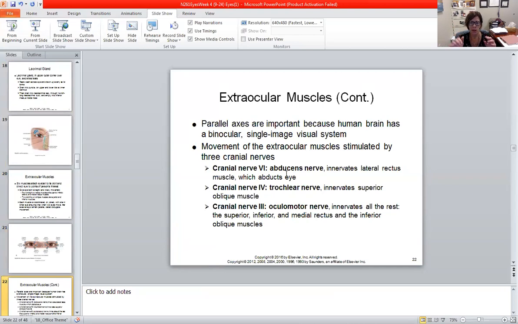So think about it this way. 6 and 4 are in a tug of war. 6 is saying, look towards the ear, look towards the ear. And 4 is saying, no, no, no, look towards the nose, look towards the nose. So they're basically both fighting in this tug of war. So if your cranial nerves are all functioning and everything's normal, your eyes should be looking straight ahead because they should be of equal strength. So cranial nerve 6 is saying look this way, cranial nerve 4 is saying look this way. And 3 is responsible for all the other movements in the eye.